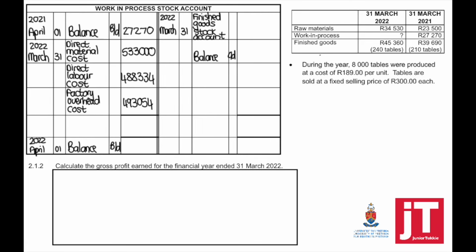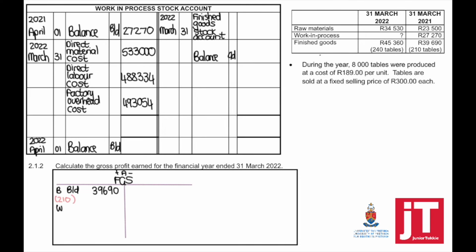Now, why am I completing the gross profit earned for the financial year ended 31 March? To calculate the gross profit, we need to take our sales minus cost of sales. And in a manufacturing business, our cost of sales is calculated in the finished goods stock account. So I'm going to open up the finished goods stock T account. And I'm going to start with the balance brought down on the debit side, which was given to me, 39,690.